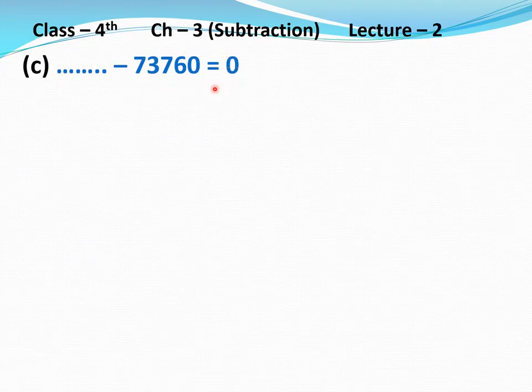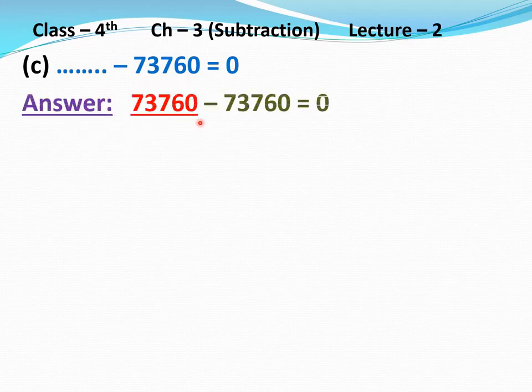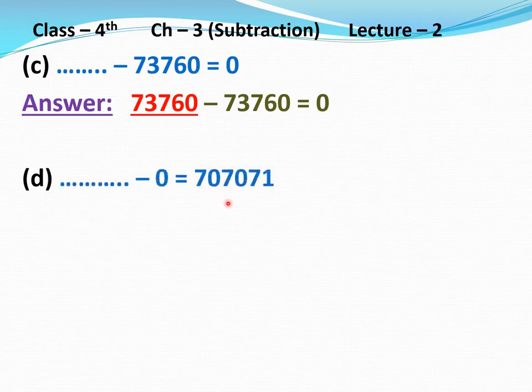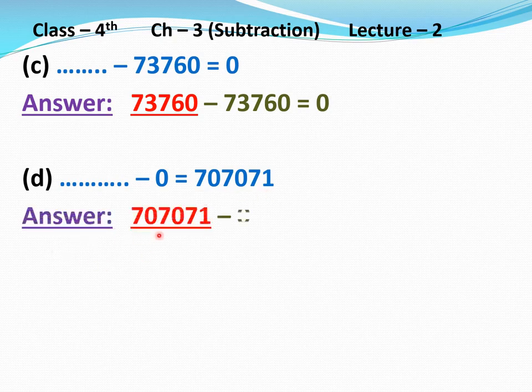Now C part, dash minus 73,760 equal to 0. See, difference is 0. So we will write here that same number, that is 73,760. Write down answer. 73,760 minus 73,760 equal to 0. Clear? Now D part, dash minus 0 equal to 7,07,071. See, difference is 7,07,071. So we will write here that same number, that is 7,07,071. Okay, write down 7,07,071 minus 0 equal to 7,07,071. Okay.